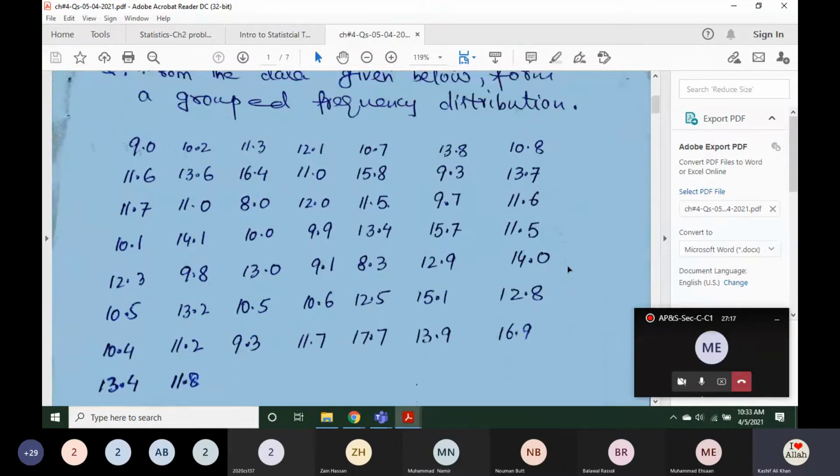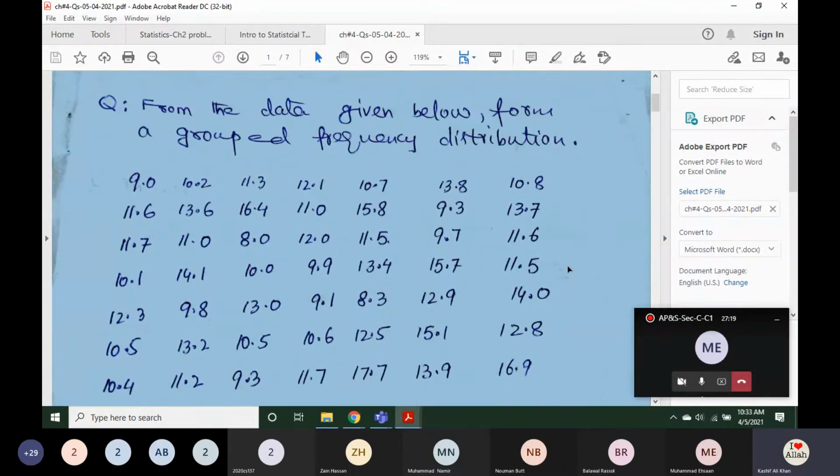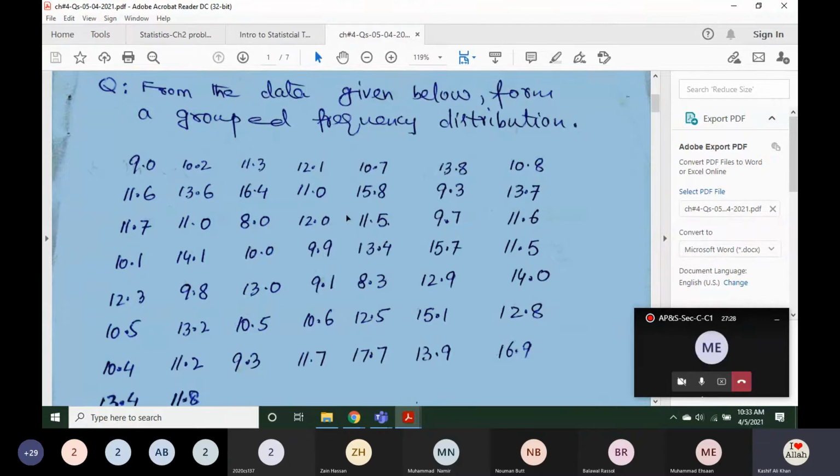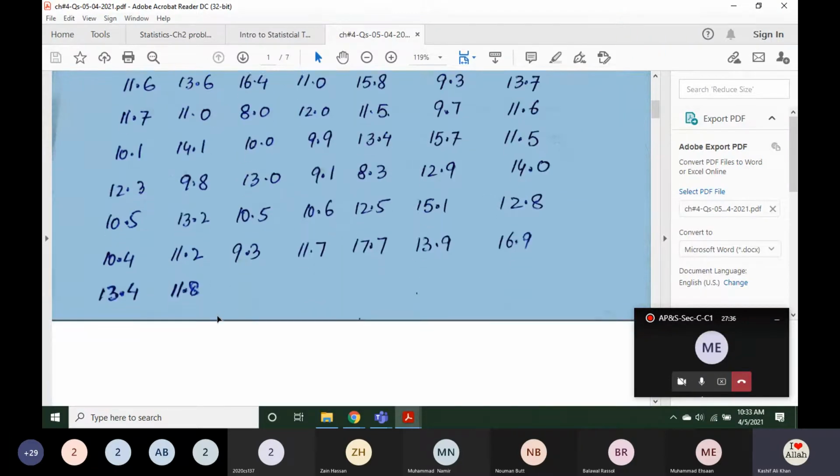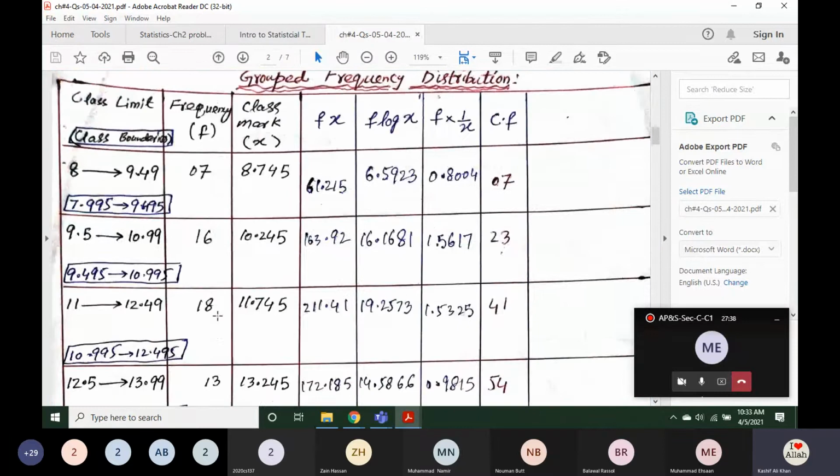Okay, please look at the question. We have done that question for multiple purposes. In our earlier lecture, we drew the frequency distribution from that ungrouped data. Then we were asked to find the arithmetic mean, geometric mean, harmonic mean.